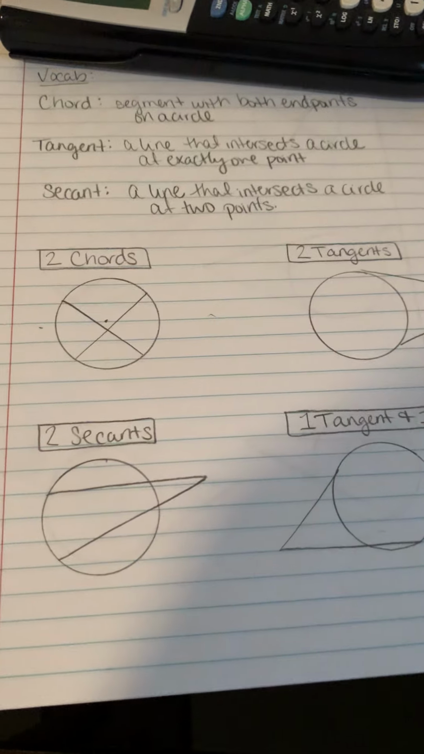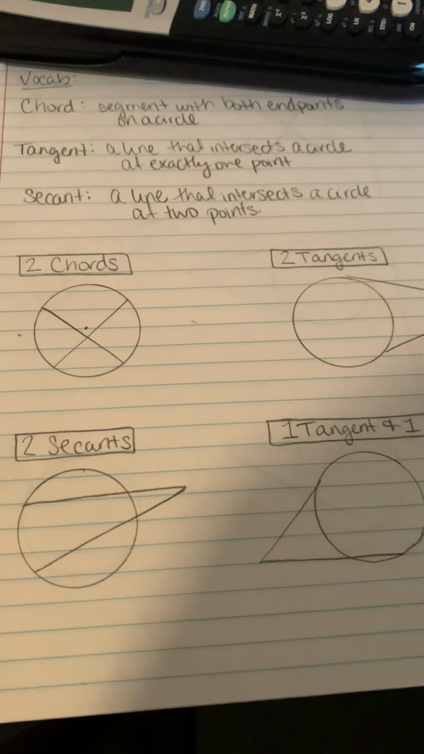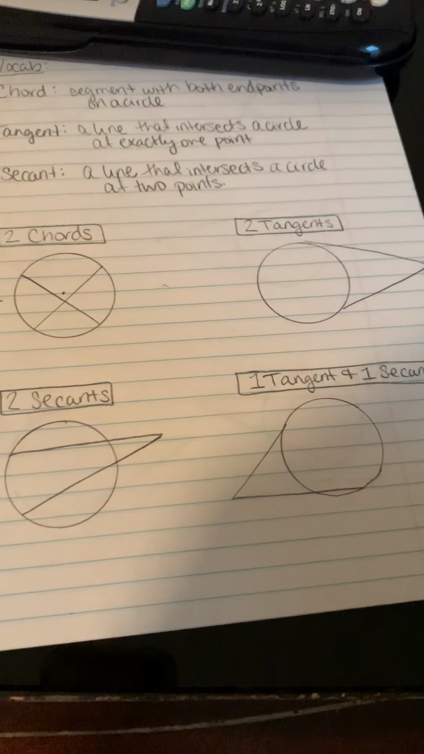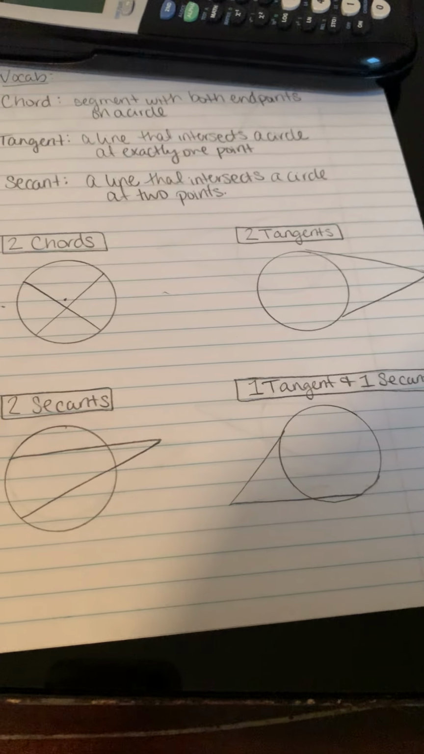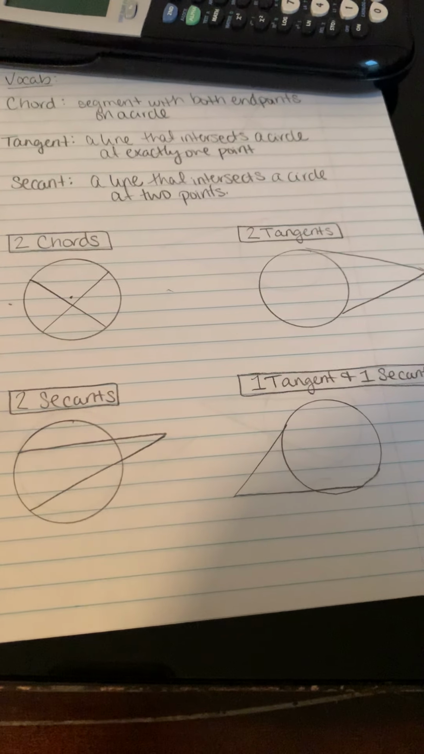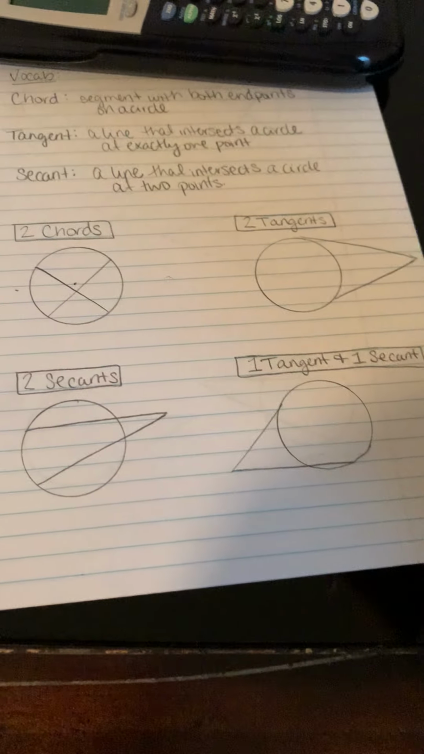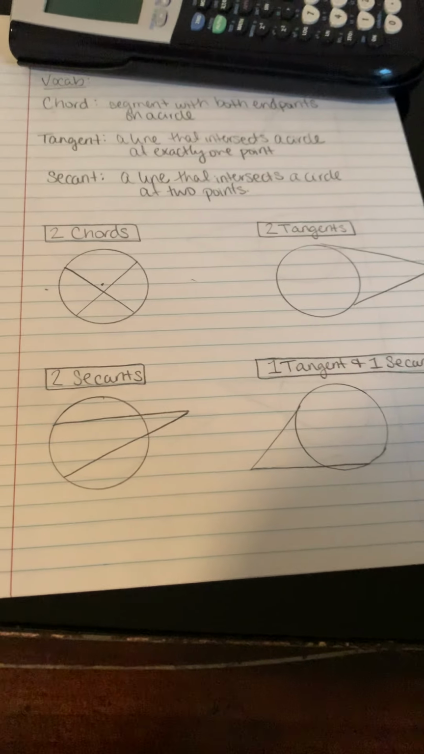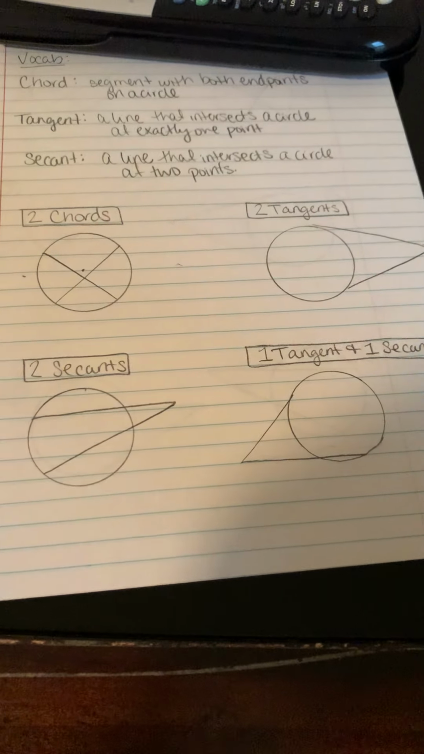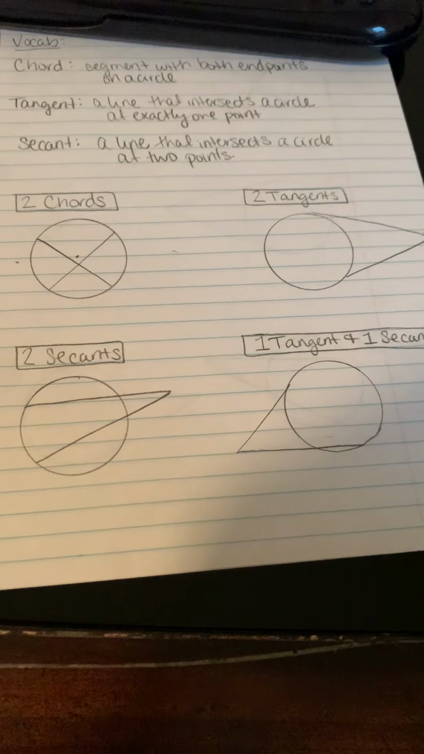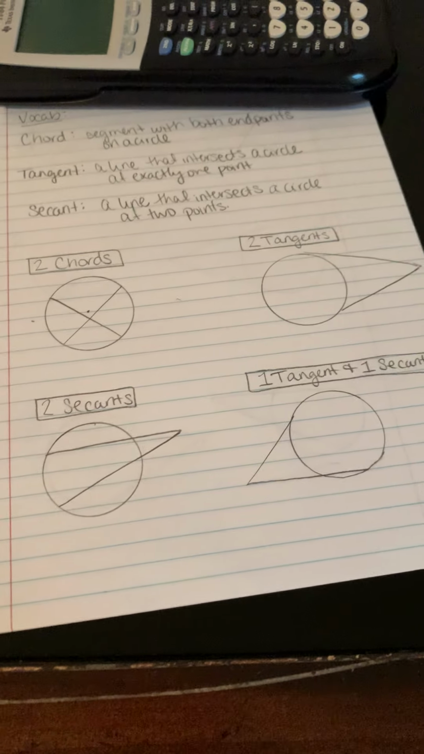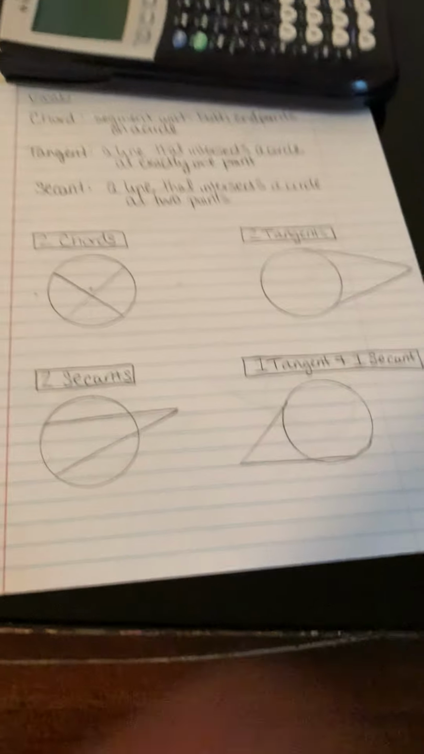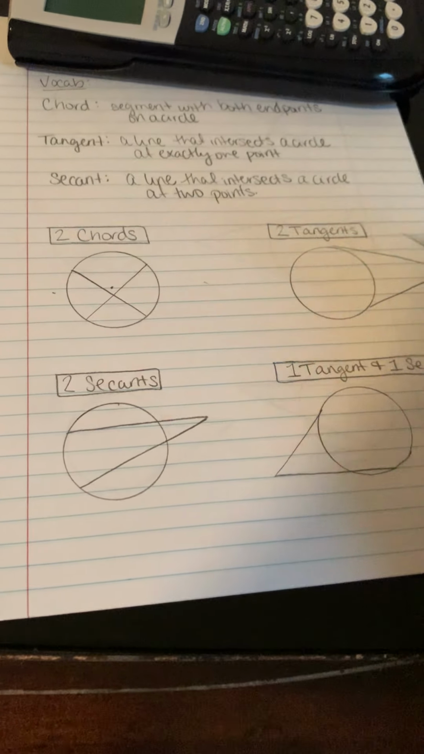Okay, so again, we have our chord, which is a segment with both endpoints on a circle. Tangent, which is a line that intersects a circle at exactly 1 point. And secant, which is a line that intersects a circle at 2 points. And as you can see below, I have different scenarios where those could be applied to a circle. And with each of these scenarios, we're going to have a different formula that we use to solve those different situations. Okay, so for the first situation, we have 2 chords.